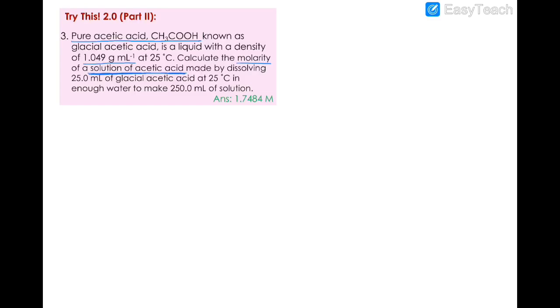Solution bermaksud kita ada solute tambah solvent, dapatlah solution. Okay, so made by dissolving 25 ml of glacial acetic acid in enough water to make 250 ml of solution. Okay, so kita try keluarkan info yang ada. Okay, so basically given to you adalah density untuk a pure acetic acid. Bermaksud pure acetic acid ni, this is actually your solute.